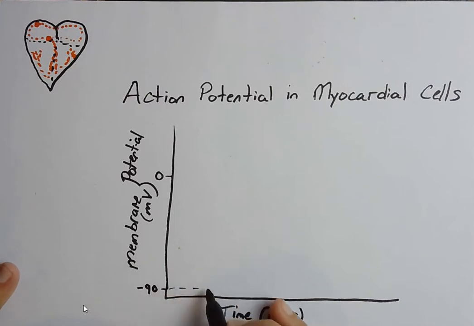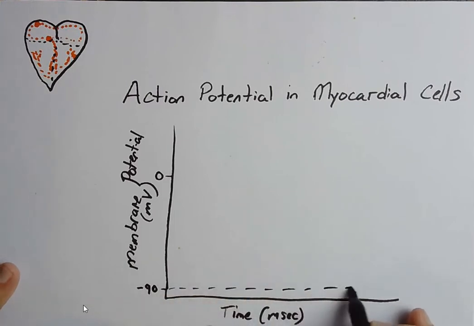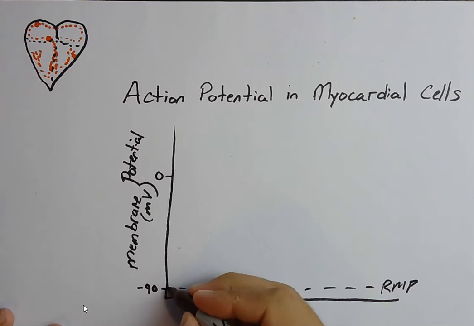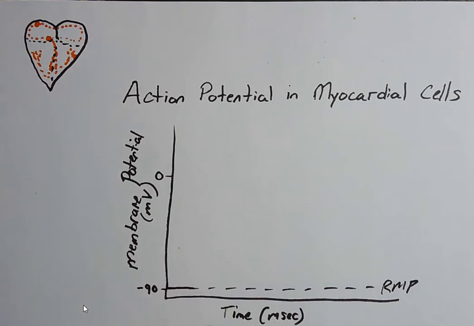So let's go ahead and put in our dashed line. That indicates that this is homeostasis. This is resting membrane potential. This is where the body wants to be when it's happy and healthy. And what's going to end up happening is that the myocardial cell will be sitting down here at resting membrane potential, just minding its own business.